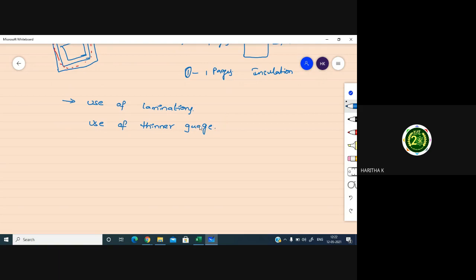What is meant by gauge? Suppose if you want to measure something in terms of kgs or liters, we will measure, right? So in the same way, the thickness of the steel or a wire will be measured in terms of gauge, just like your kgs and liters. So this is also one type of measurement. So using this thinner gauge material will also reduce the iron losses. So one thing is use of laminations and use of thinner gauge material, we can reduce the losses.